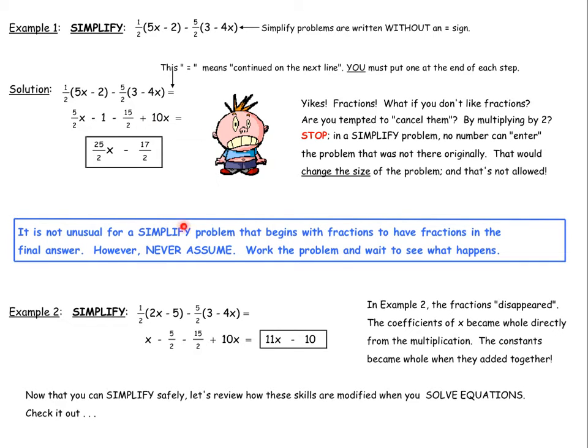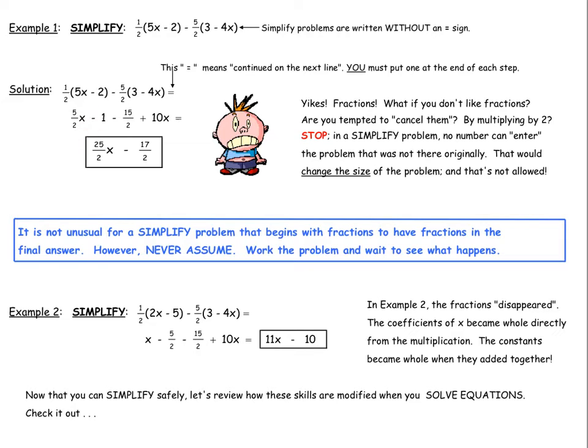However, it's never a good idea to assume. Work the problem and wait to see what happens. In example number 2, I took the expression I had in example number 1 and I tweaked it just a little bit. And I didn't change anything else about the problem. However, now when I distribute 1/2 times 2x, I end up with a whole x instead of 1/2 times 5x, which gave me 5 halves x.